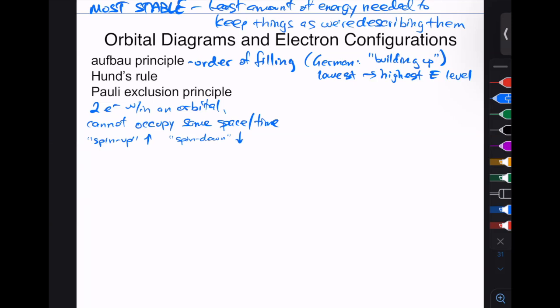So first, let's talk about orbital diagrams. You have to remember what an orbital is. We defined what an orbital was in the last lecture. It's this probability. It's the square of the wave function, psi squared. And it defines the probabilistic space where those two electrons at that particular energy level in that orbital can be found. And so we're going to use boxes for our orbital diagrams.